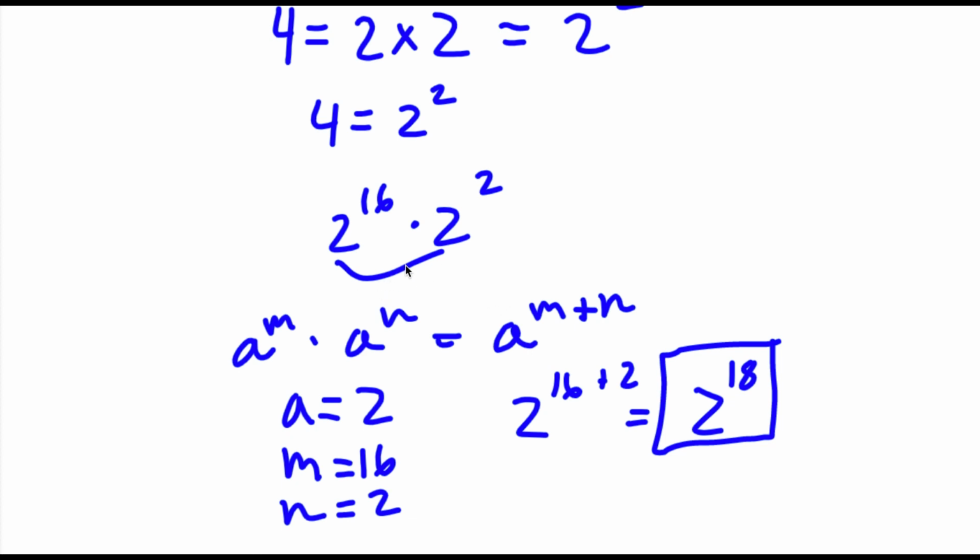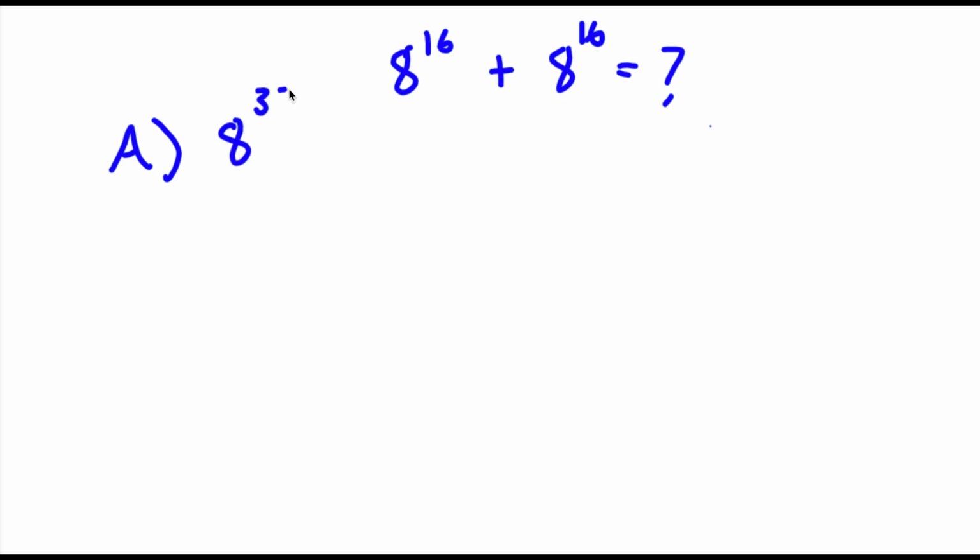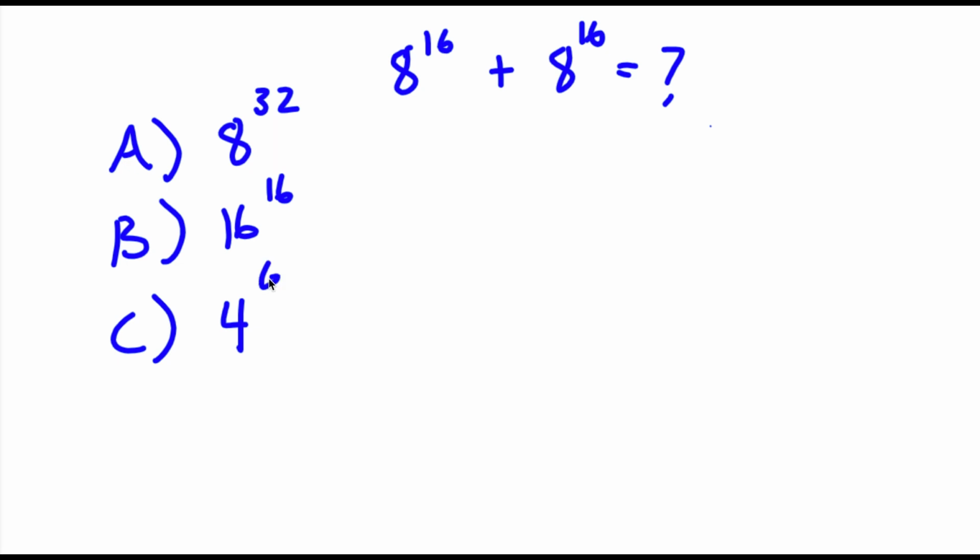So now it's time for our bonus problem. How to solve a to the power of 16 plus a to the power of 16. And for this problem, we have four answer choices. So A, this is a to the power of 32. B, this is 16 to the power of 16. C, this is 4 to the power of 64. And D, this is 2 to the power of 49.